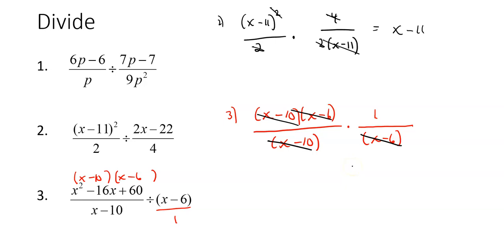Uh-oh, what happened to the whole problem? It just didn't disappear, right? It just doesn't become nothing. It becomes a 1. When you have the same factors top and bottom, it just becomes a 1. Because you realize here, if I had canceled out the x minus 10 to begin with, I would have gotten the problem as x minus 6 divided by x minus 6, which is just 1.